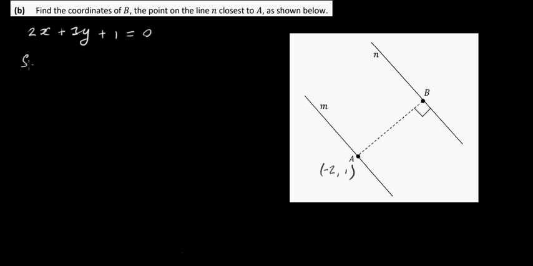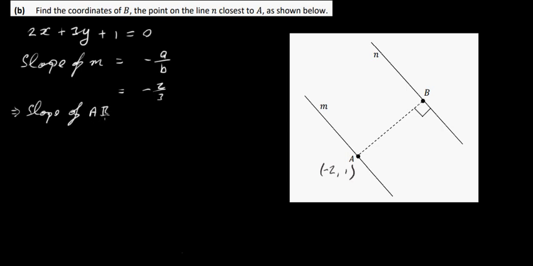So the slope of M is minus a over b, so it's going to be minus 2 over 3. A is the coefficient of x, b is the coefficient of y, and c is this number here. That means the slope of the line AB is just going to be 3 over 2. Turn this upside down, change the sign. Okay, so now we have the slope of AB.